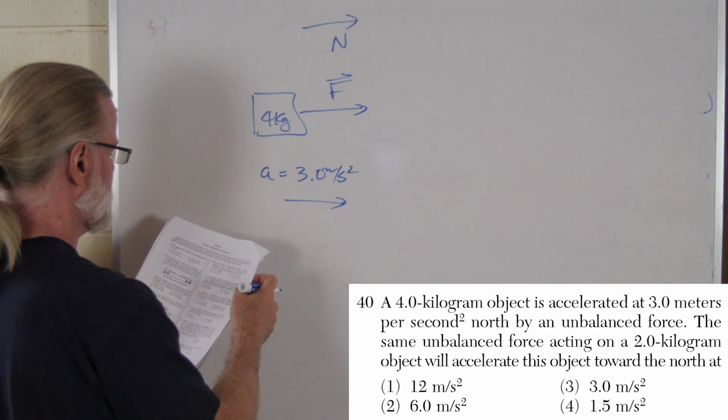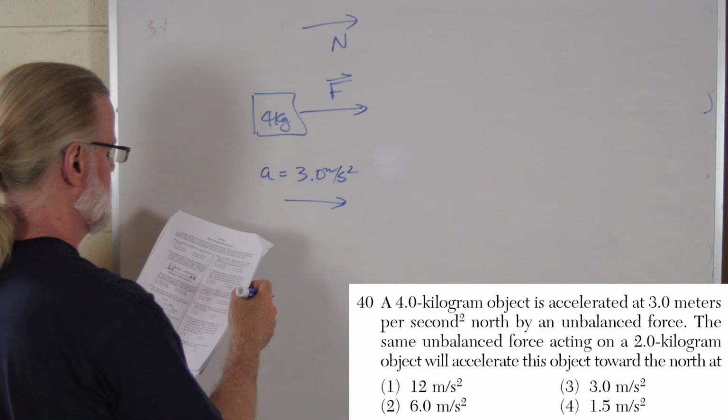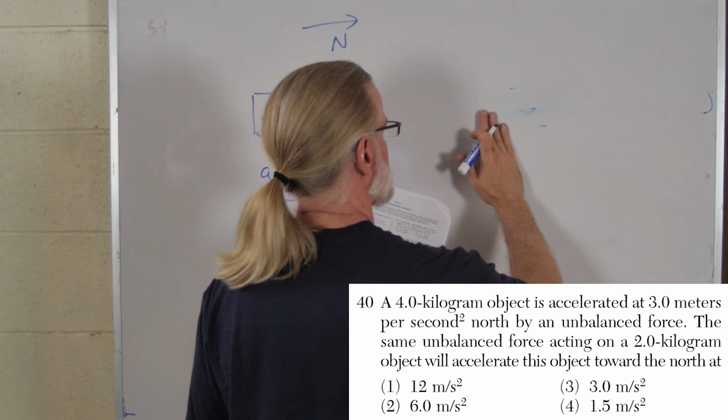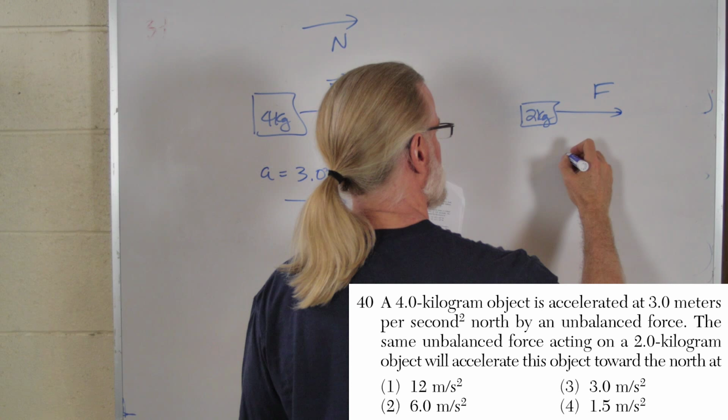The same unbalanced force, all right, it's unbalanced, there we go, is acting on a 2-kilogram object. 2 kilograms. Maybe I'll make it smaller. Made out of the same stuff, so it would have half the volume. 2 kilograms. Same unbalanced force, F. What is the acceleration?